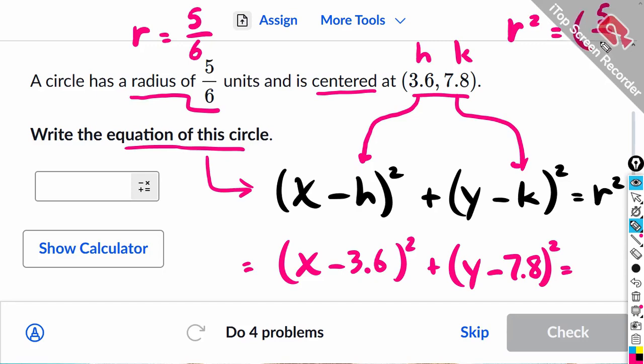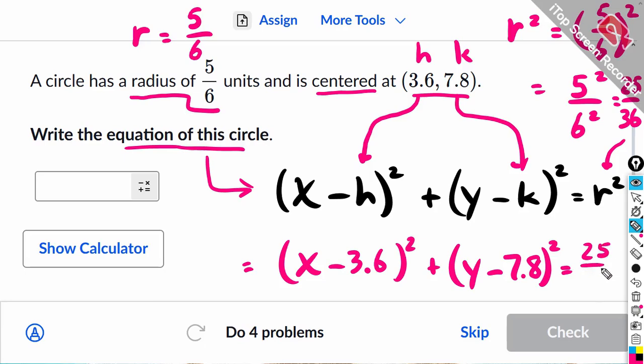If r is 5/6, r squared is going to be 5/6 squared. Remember, when you square a fraction, you square the numerator and you square the denominator. So that's 5 squared over 6 squared. 5 times 5 is 25. And 6 times 6 is 36. So that's going to get plugged in for r squared. And that right there is the final answer.